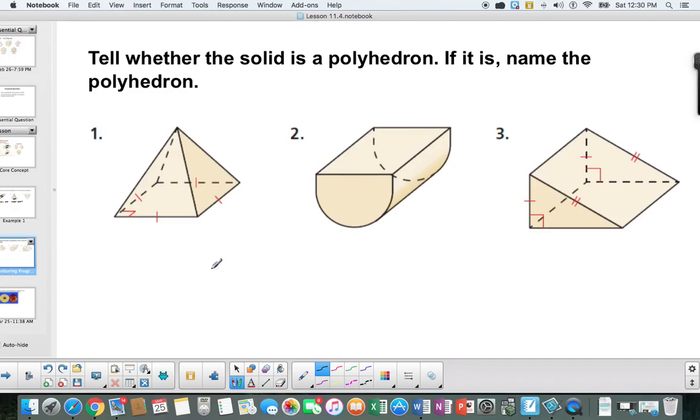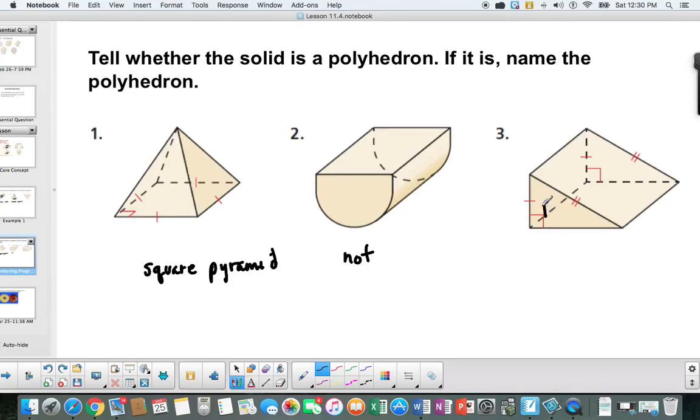Okay, this answer is a pyramid. And I can tell this is a square because it's a parallelogram with a right angle. And so I just call it a square pyramid. This is not a polyhedron, but I can see it looks like half a cylinder.